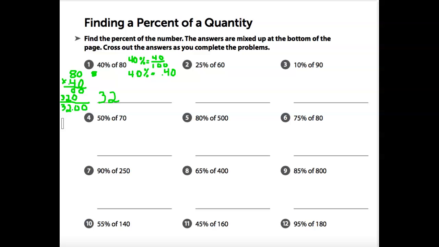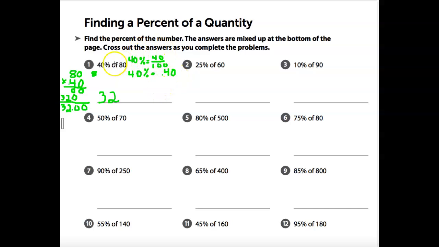Today, we're going to find a percent of a quantity. When you see this, just remember that percent means 100. So one way of writing 40% is 40 over 100, or 40 hundredths. When we read that as 40 hundredths, we can change it to a decimal, 0.40, because two places over from the decimal point, we say 40 hundredths.